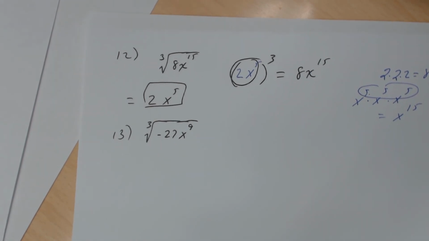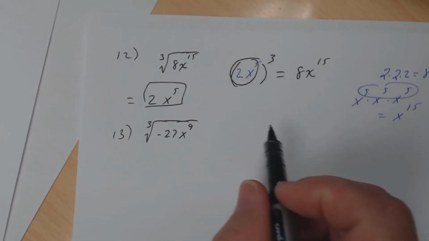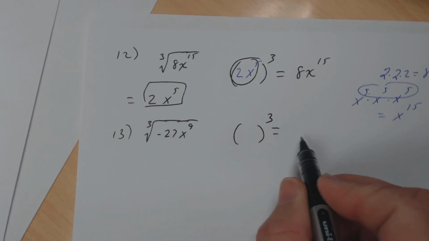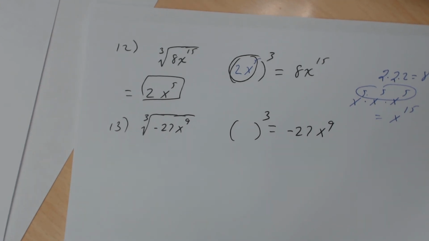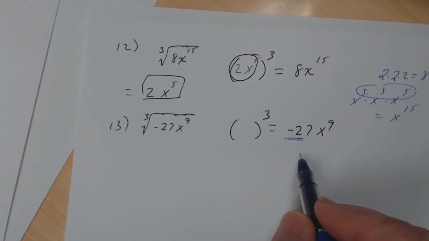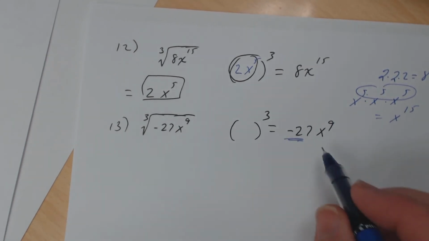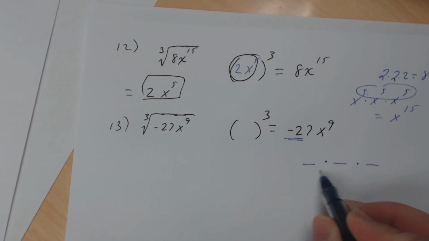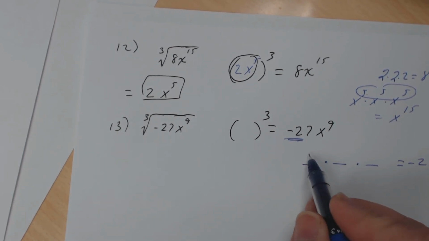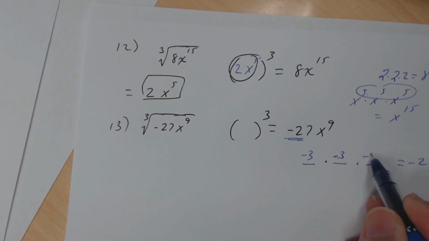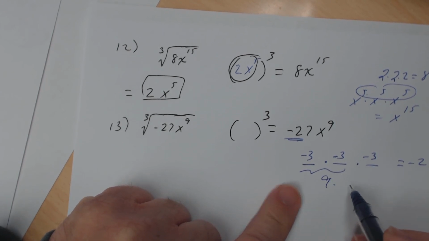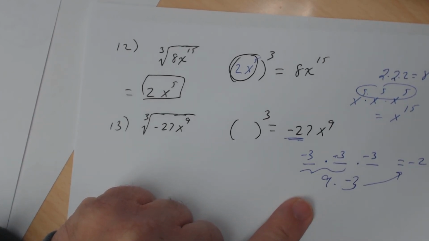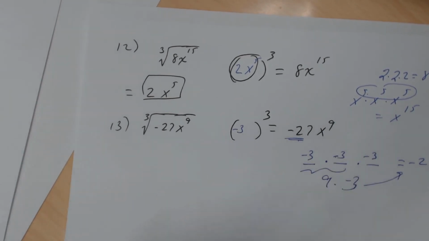Cube root of negative 27 x to the 9th. Again, let's use this notation. What cubed is the radicand? My radicand this time is negative 27 x to the 9th. Let's look at the negative 27. What times itself 3 times is negative 27? If you said negative 3, you're correct, because a negative 3 times a negative 3 is a positive 9. Remember, negative times a negative is a positive. And a positive 9 times a negative 3 gives me negative 27. So I know that a negative 3 goes in here.